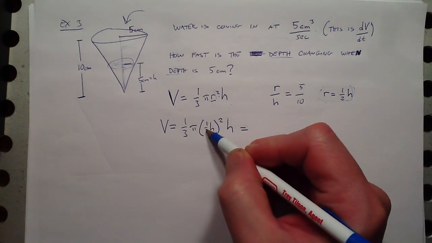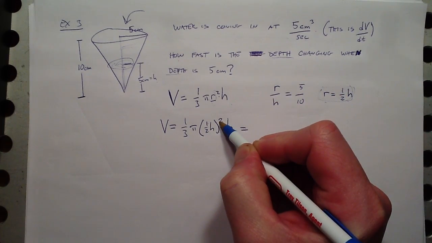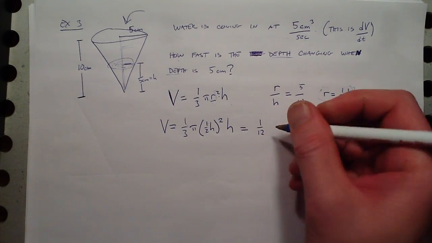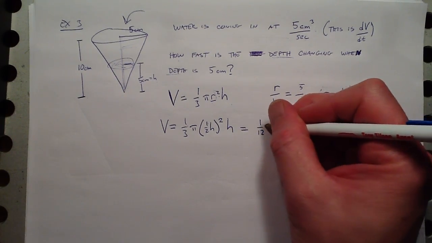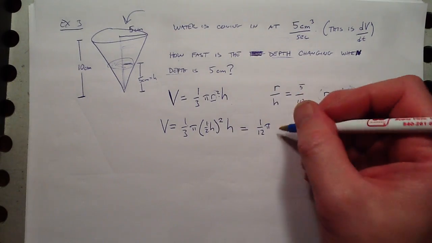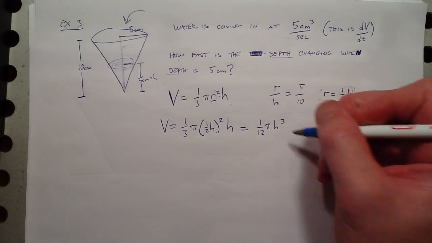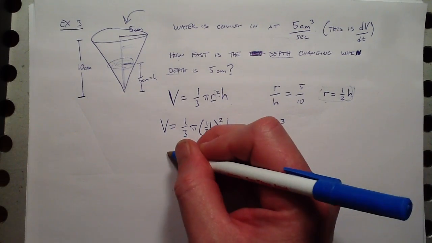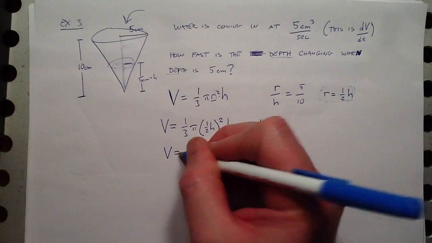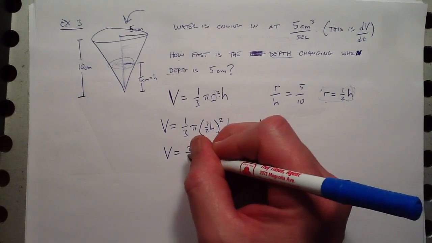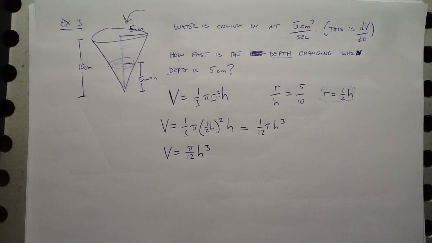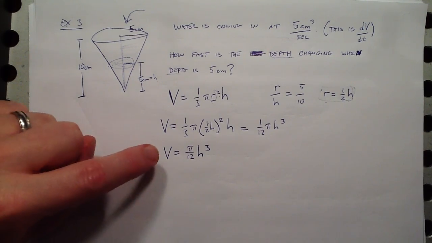And let's see, 1/2 squared is 1/4 times 1/3 is 1/12 of a pi times h cubed. Well, that's better. Let me just rewrite that. So volume equals pi over 12 times h cubed. Now we're ready for step 3. Now we can take the derivative of this equation.